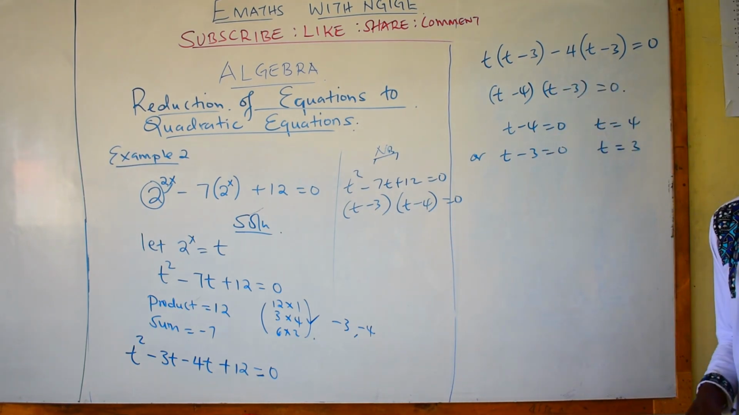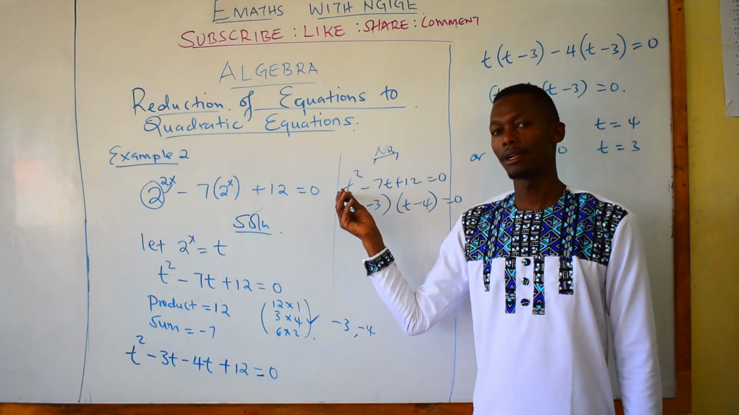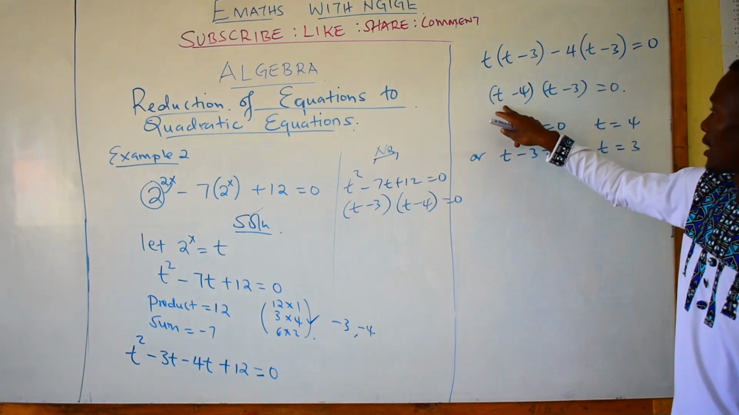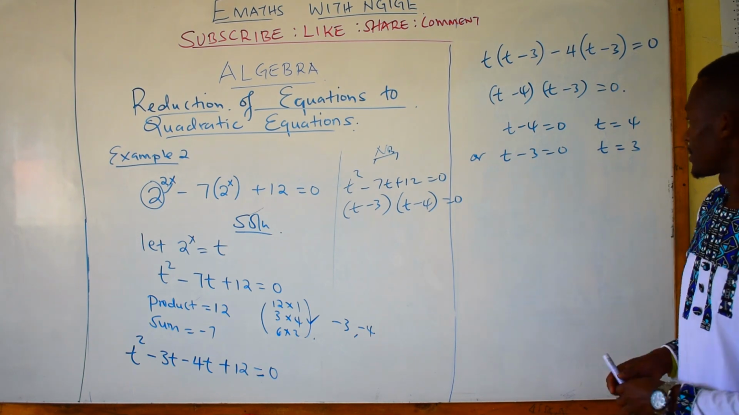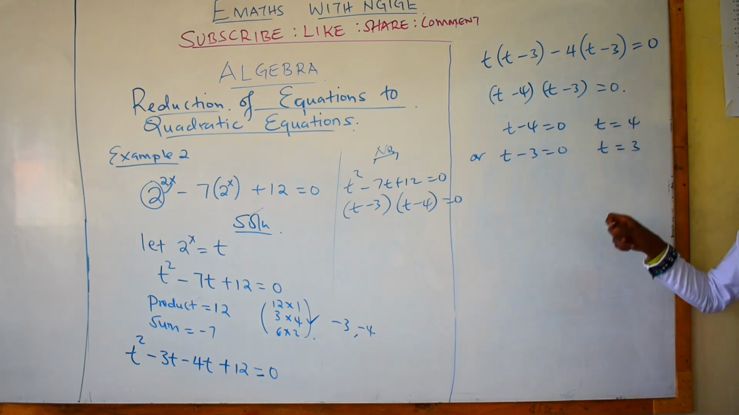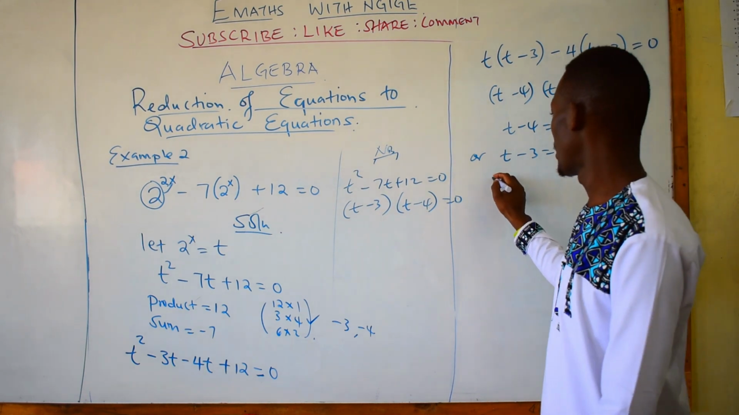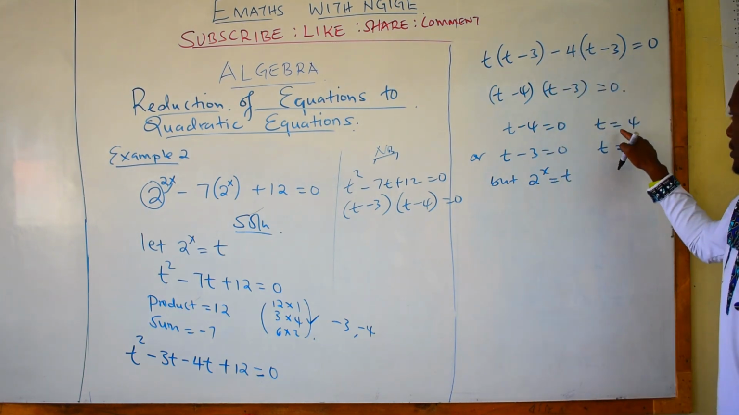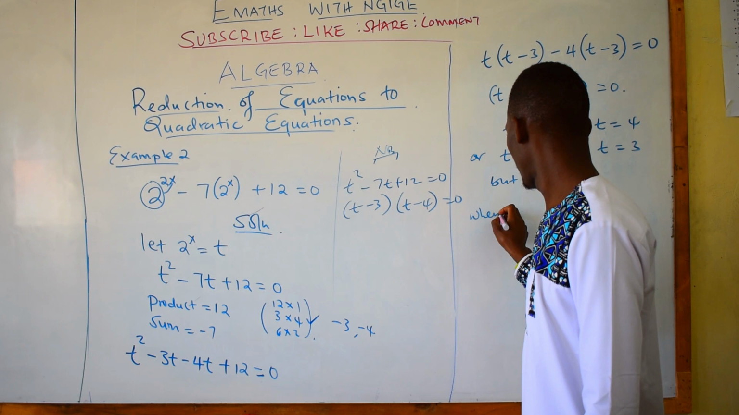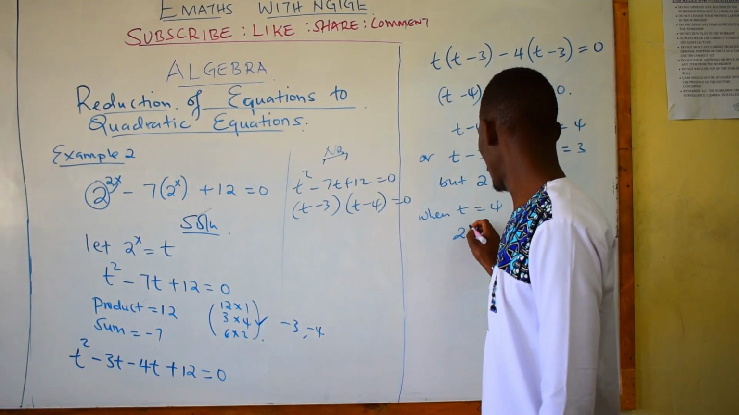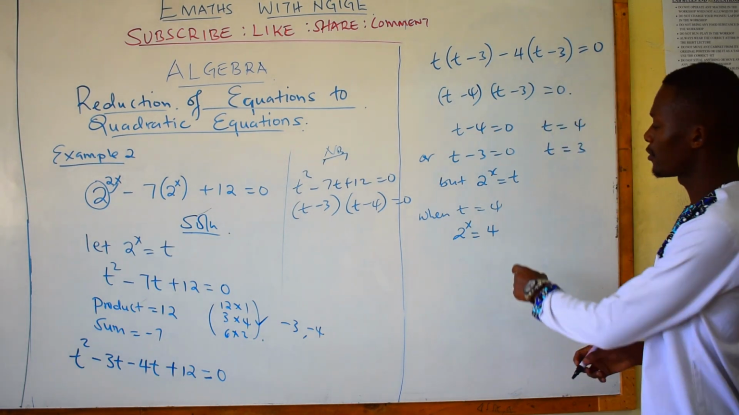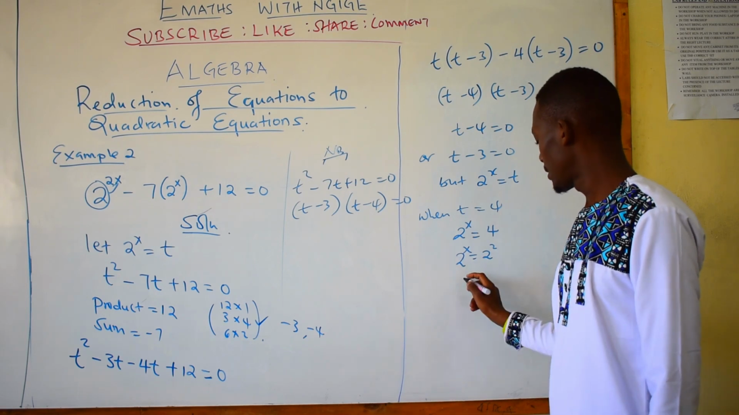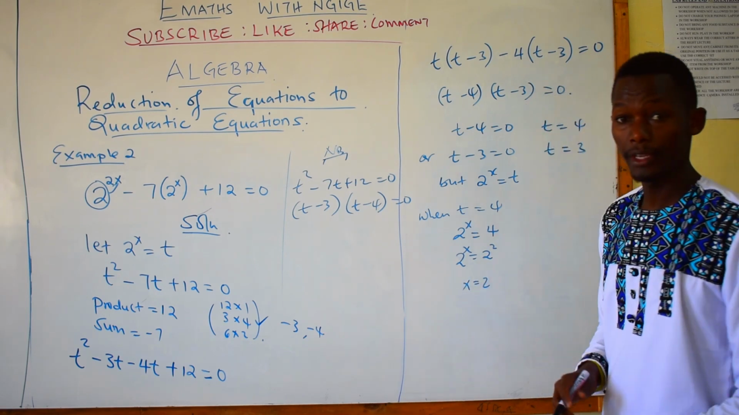But remember, this one applies only when the coefficient of t squared is 1. So when it is 1, you can jump this step and this step here and come to this step directly. Now that one aside, we have our values of t: t equals 4 and t equals 3. But remember, 2 raised to the power x was our t. So when t equals 4, we have 2^x equals 4. We can write 4 as a base of 2. Therefore, 2^x equals 2 squared, so x gives you 2.